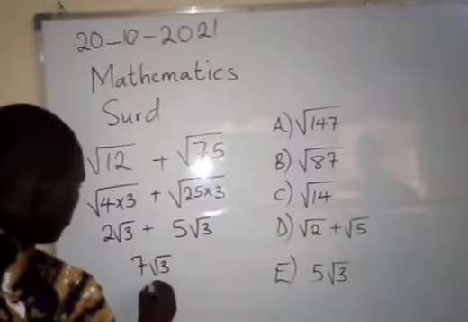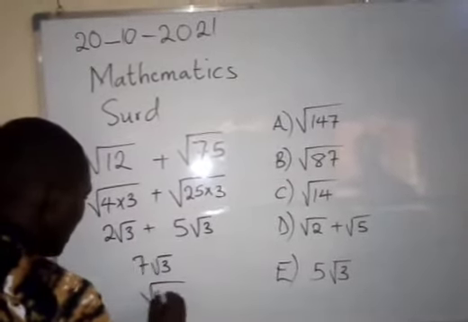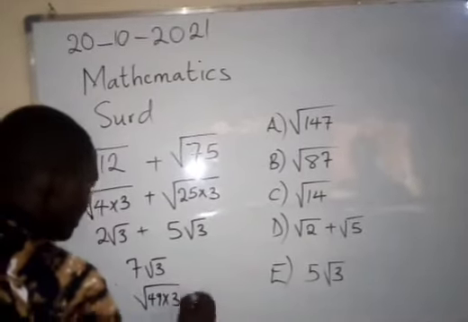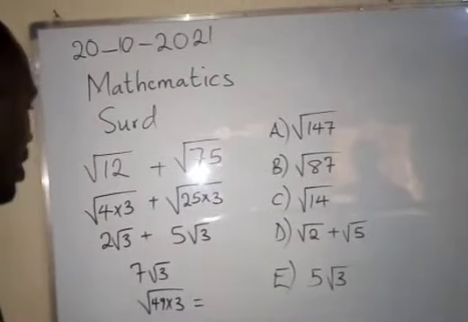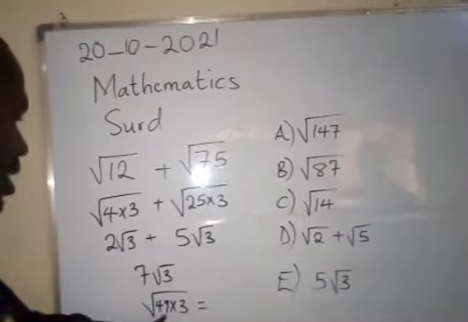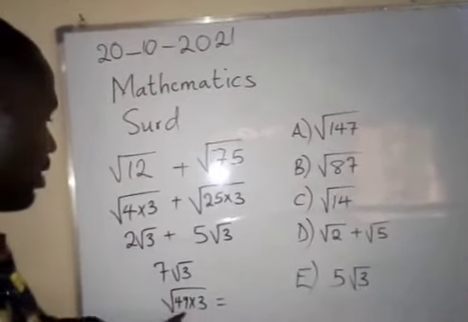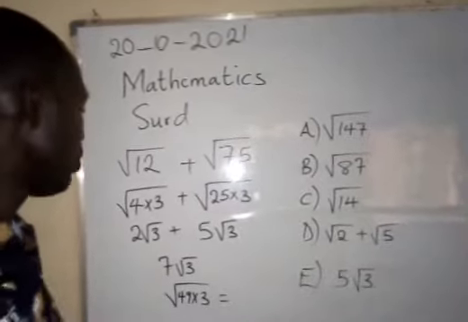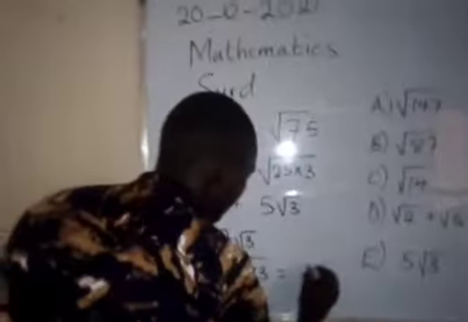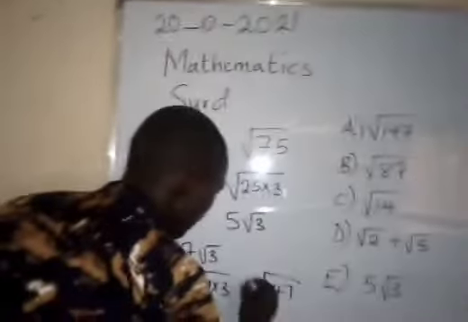So meaning that it will now be 49 times 3. This 49 is as a result of multiplying 7 by 7. So 49 times 3 will give us 147. So our answer is A.